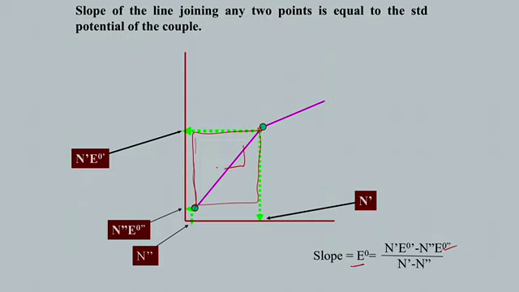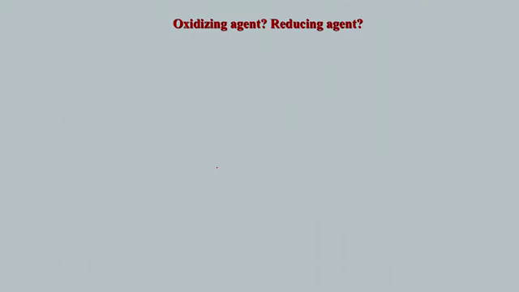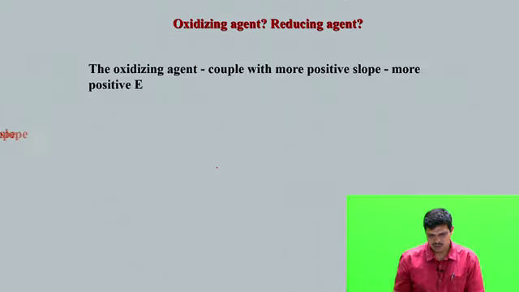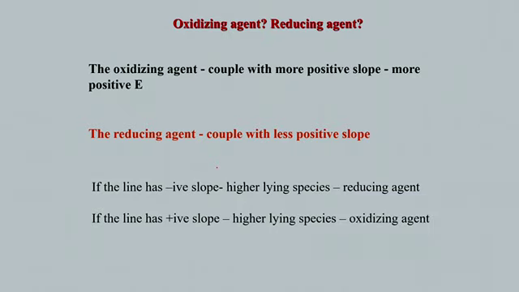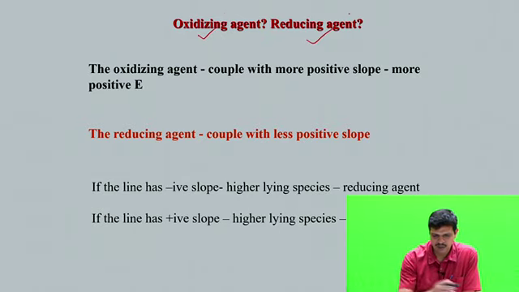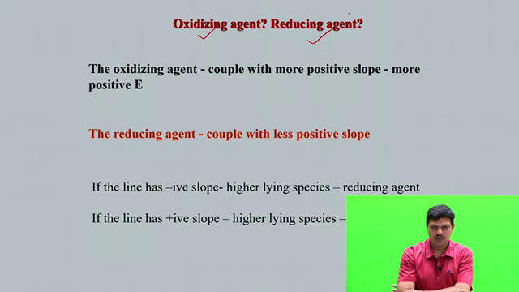No need to do a full calculation of delta G0 and then add it up. It is very simple and it will save time. Now, again you will be able to know which one is the oxidizing agent and which one is the reducing agent. If it is a more positive slope, then it is a good oxidizing agent.